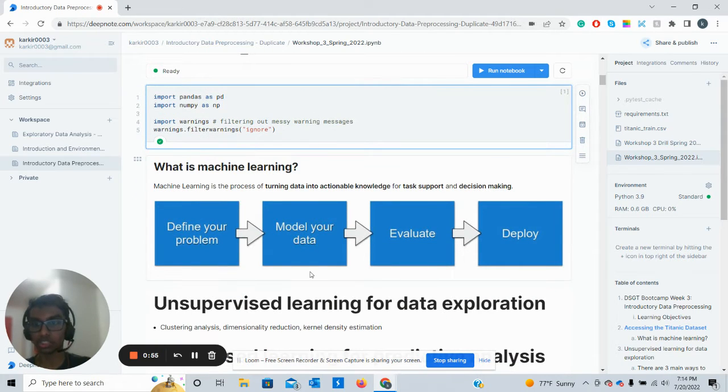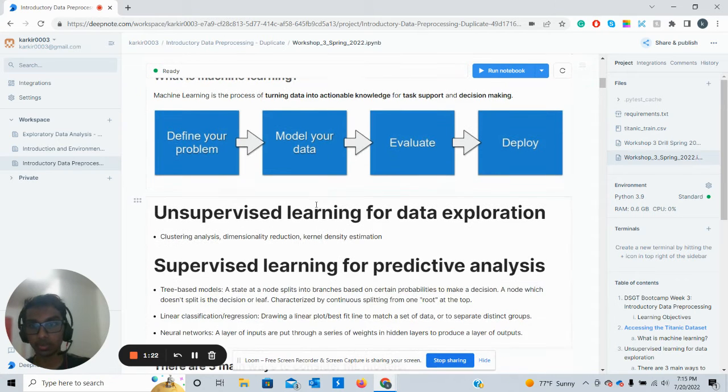So what is machine learning? Machine learning is simply a fancy word for saying turn data into actionable knowledge for task support and decision making. So we have a problem. We want to take a data set, use that data set to develop insights, and use those insights to solve problems on other data sets. So we're trying to turn data into action. That's what machine learning is.